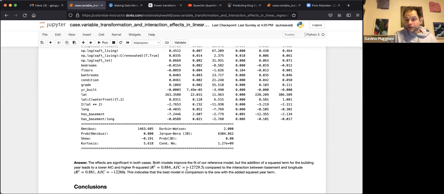If you want to compare these two models, these additional variables, which one would you choose? Well, you would choose definitely the one that has the smaller AIC, which is the model where you add the year square.